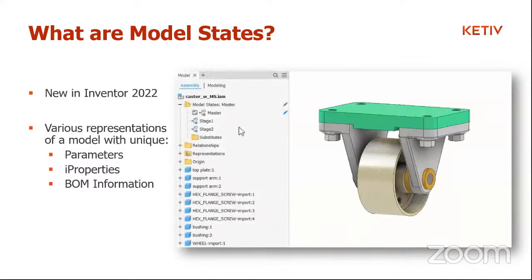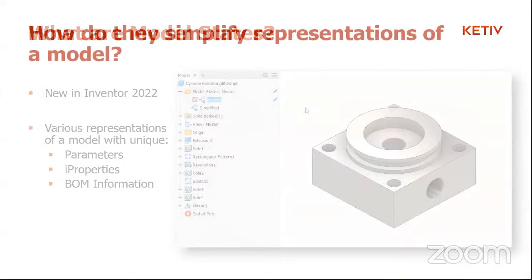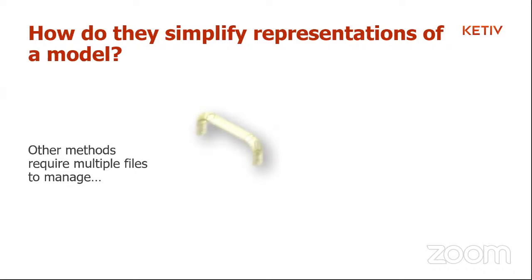But the next thing we'll talk about is how do they simplify? How do they make this easier? So I'll talk about the past first. Other methods that you used in the past require you to manage multiple files. Let's just say you have a component and you want to create different variations on it. The traditional way, if you're going to use some of the tools that help you do this, would be to create what's called an iPart factory. And within that iPart factory, you might create a table with parameters, iProperties, things that are unique to that new version that you're going to create.